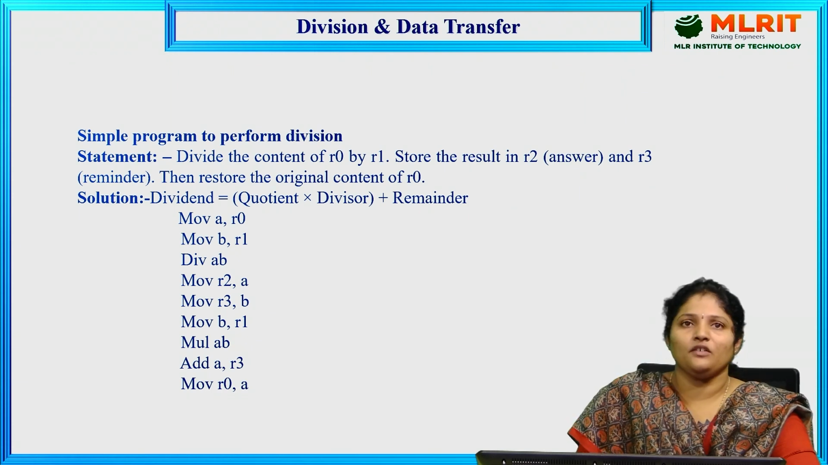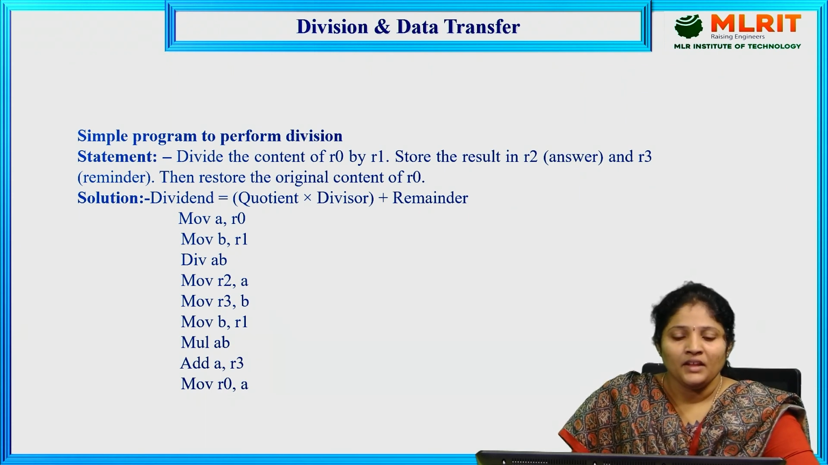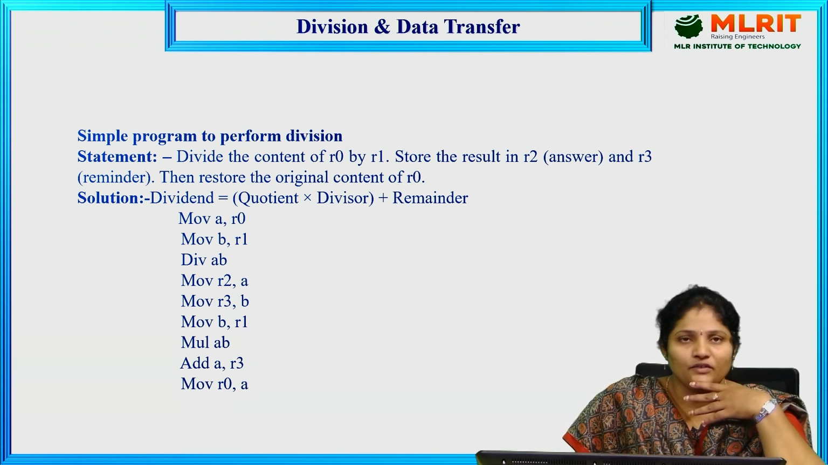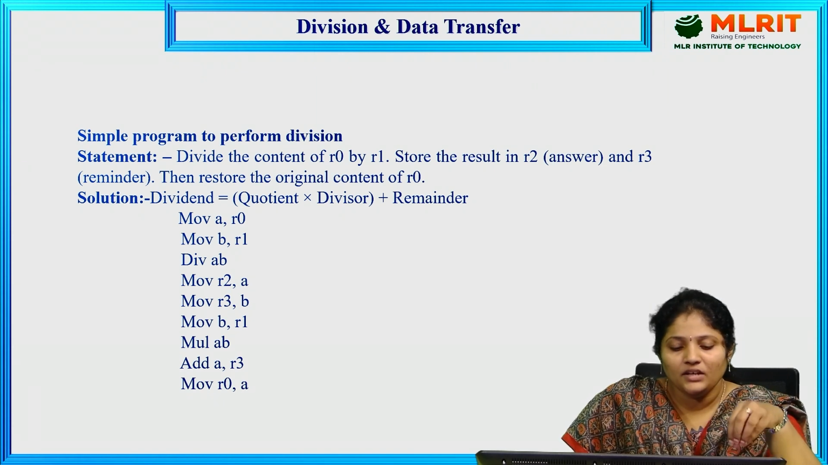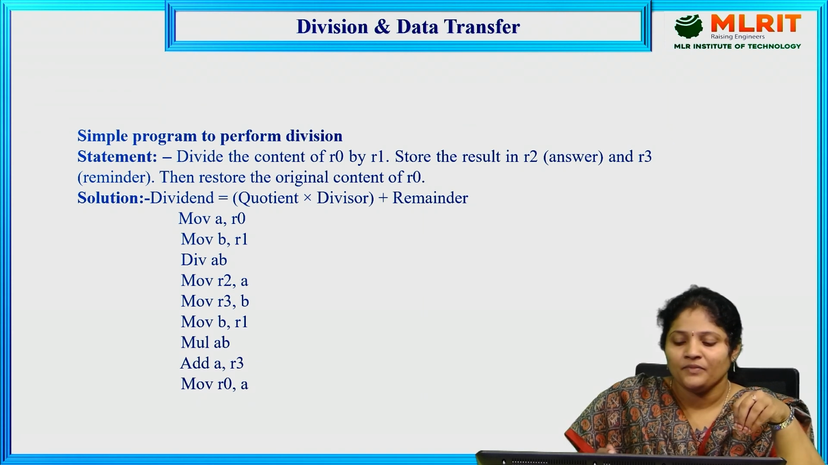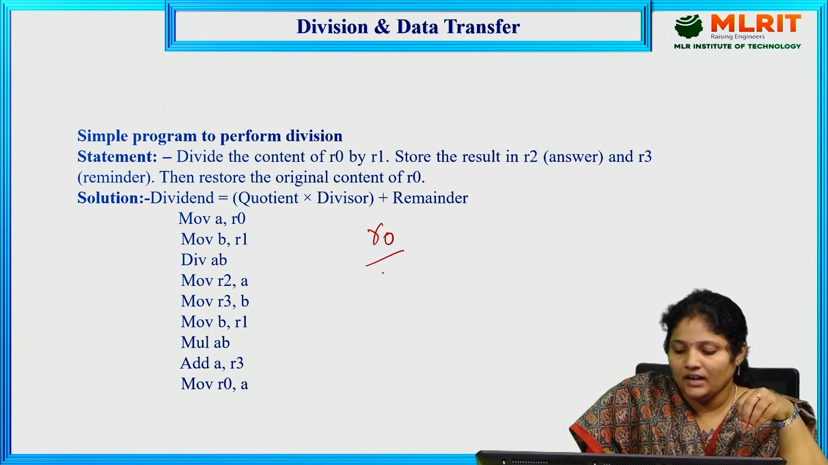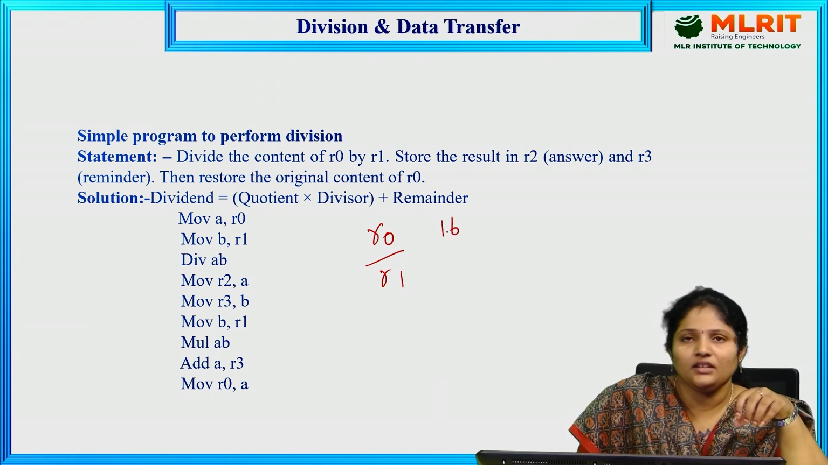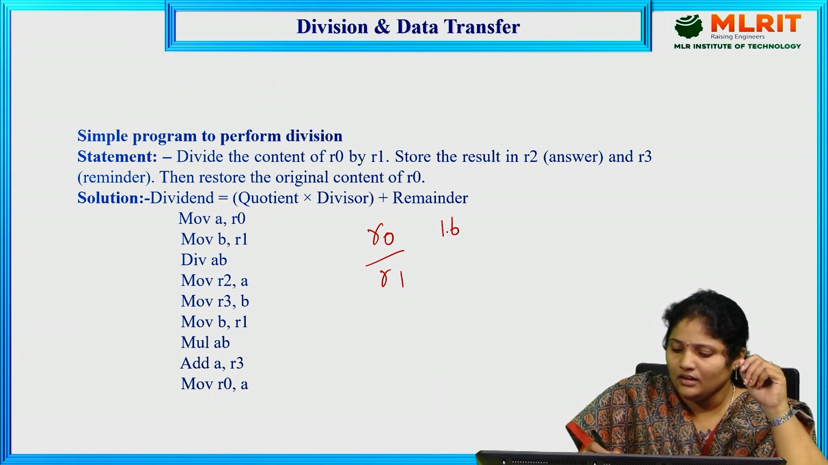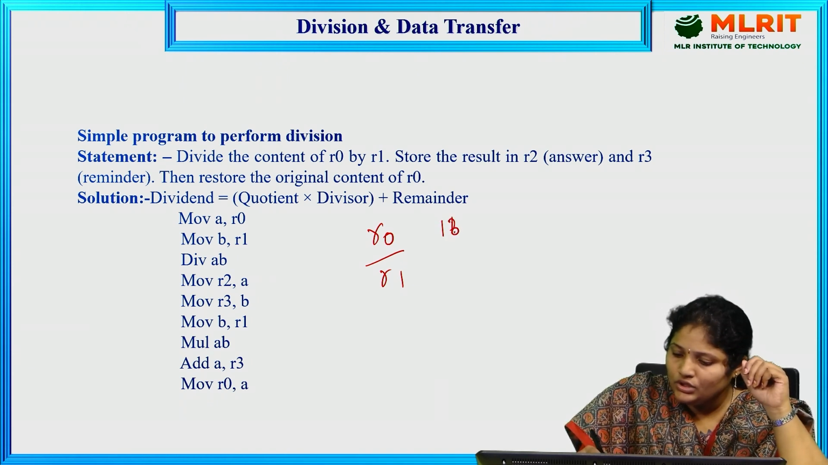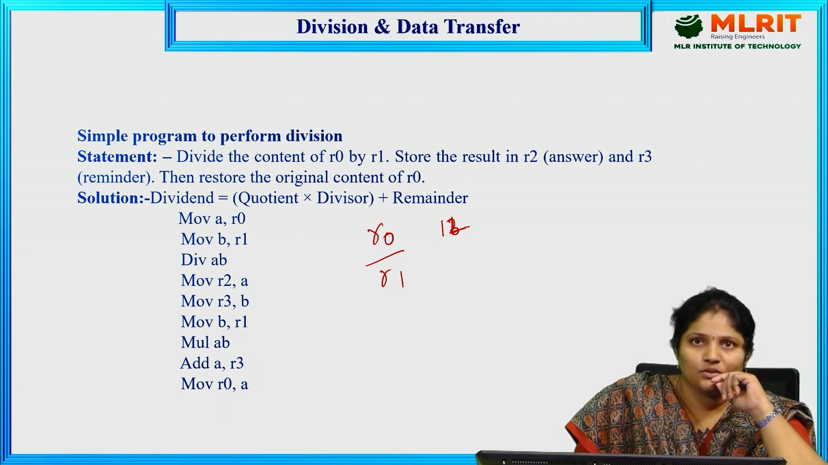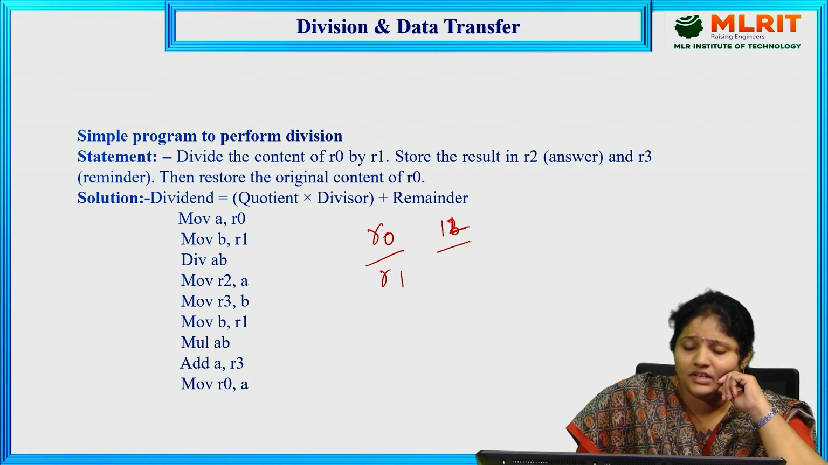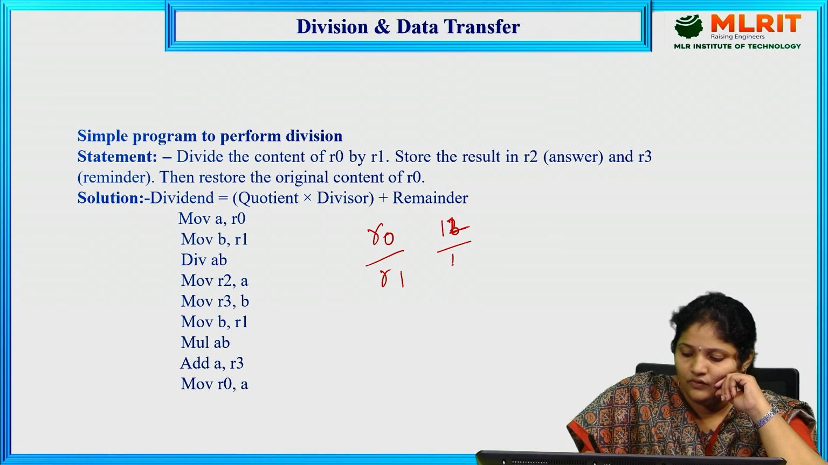So how we perform division operation? Here it is not a simple division operation. There is one condition that we need to check over here. The statement is to divide the content of R0 by R1. So the operation should be done like this, R0 by R1. Right? If we consider the data present in R0, suppose it is 12. And the content present in the R1 is 4.